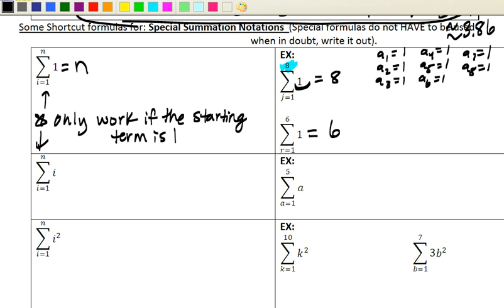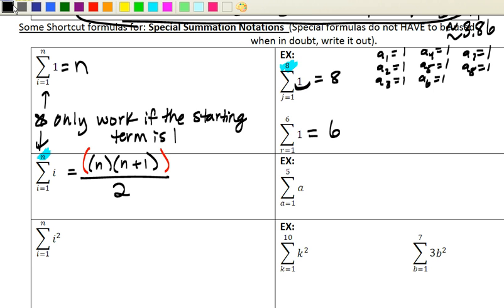So the second special formula is if I have i right there, and that's my variable, if it's just a plain i, this is equal to n times n plus 1 divided by 2. And when I say n again, I mean the number on top. And again, this is a shortcut formula that you can or cannot use. So if you don't want to use this, just write it out like we did in example 3.